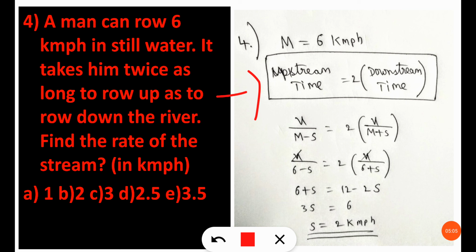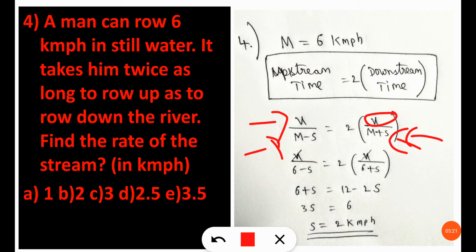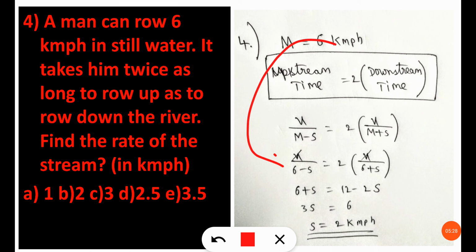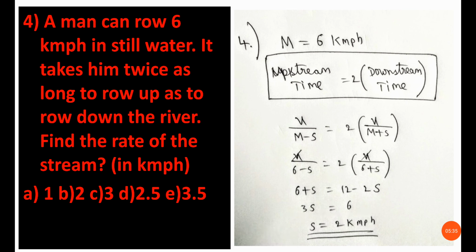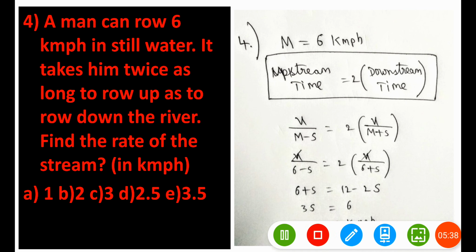Next, upstream time: time equals distance by speed. We don't know the distance, so we have taken the distance as x. Speed means m minus s, because upstream speed is m minus s. Next, 2 into downstream: distance is x, downstream speed is m plus s. Next, x gets cancelled here. Substitute m equal to 6. In cross multiplication we get s equals 2 kmph. That is, the speed of the stream is 2 kmph. Option B is the right answer.